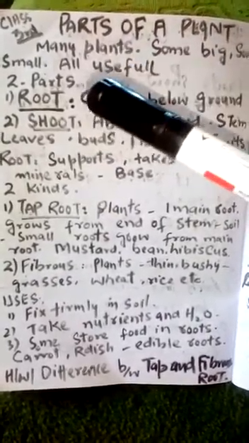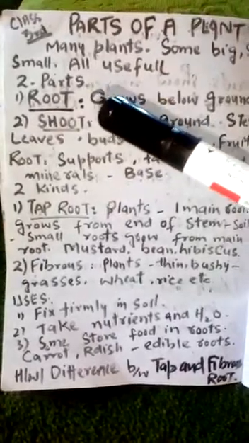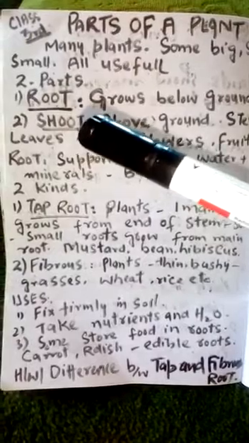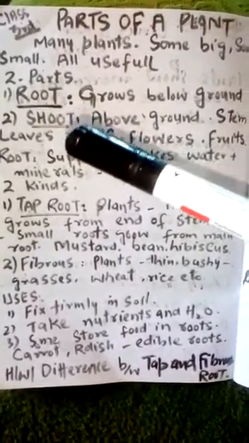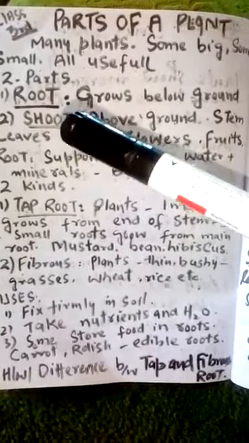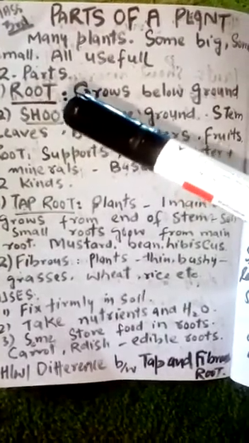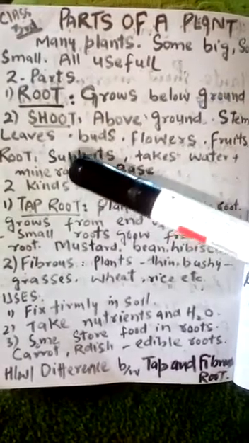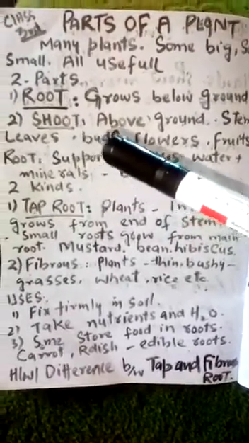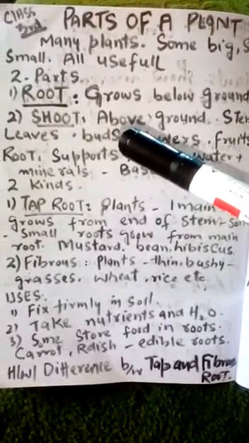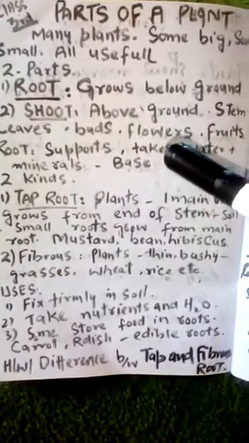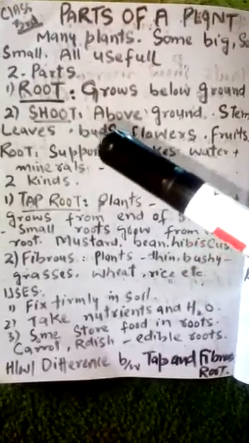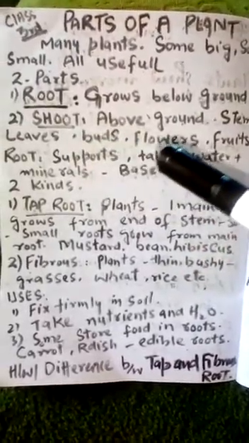A plant has two parts. Number first one is called root, and number second one is called shoot. Students, root is that part of the plant that grows below the ground, and shoot is that part of the plant that grows above the ground. It includes stem, leaves, buds, flowers and fruits.